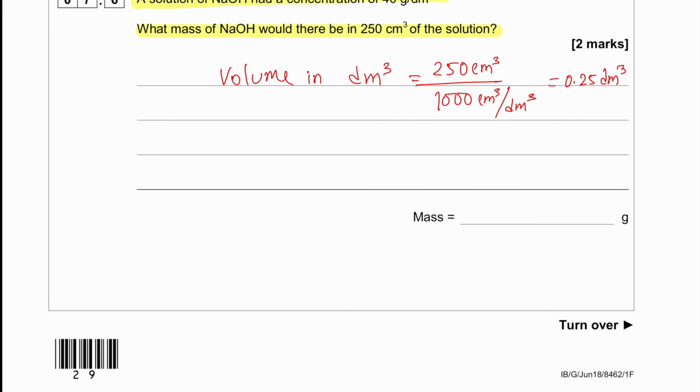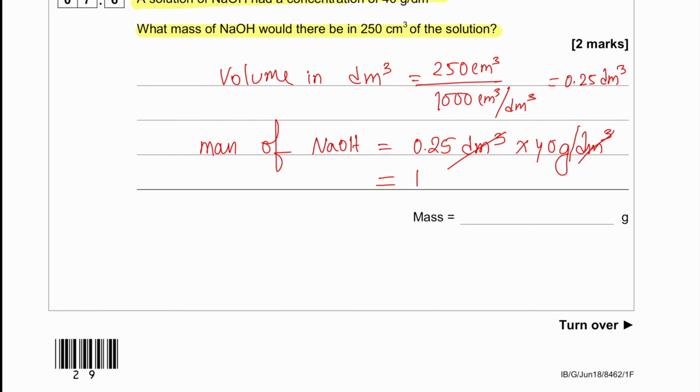Now if we want to know the mass of NaOH, we can simply multiply 0.25 dm cube by 40 g per dm cube. The per dm cube cancels out, and we are left with grams. 0.25 multiplied by 40 is equal to 10. So the mass of sodium hydroxide needed will be 10 grams.